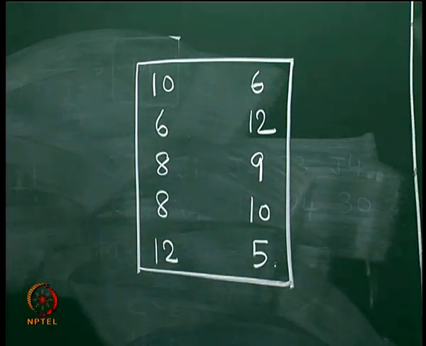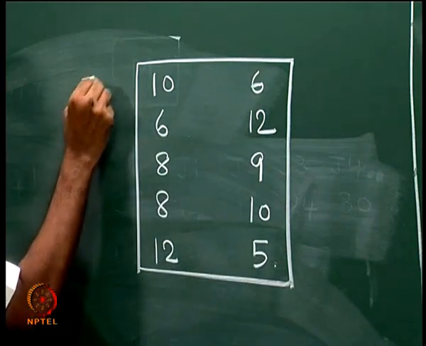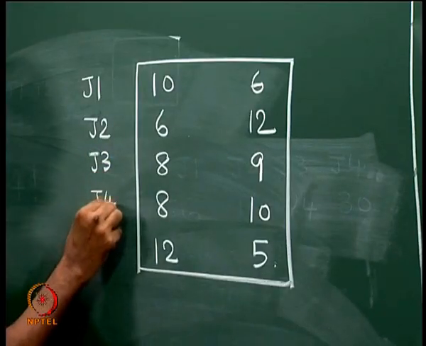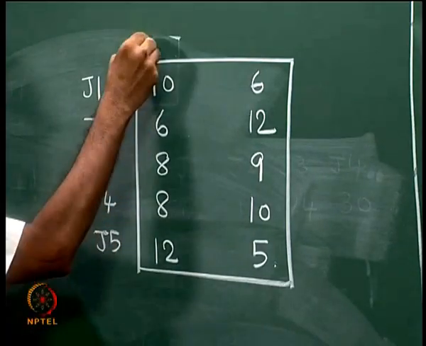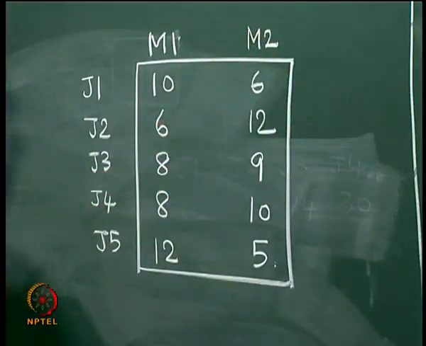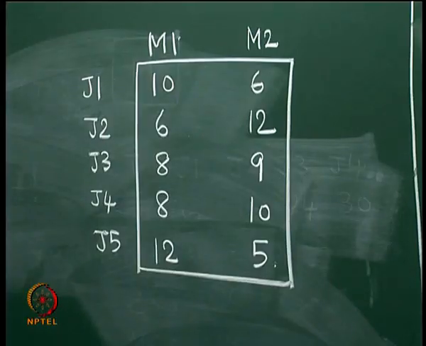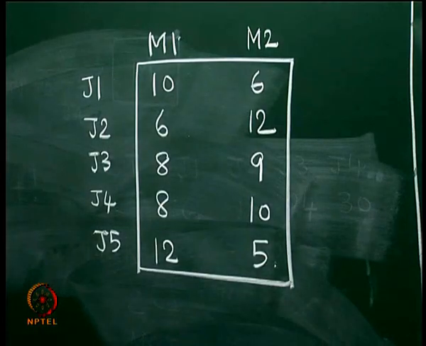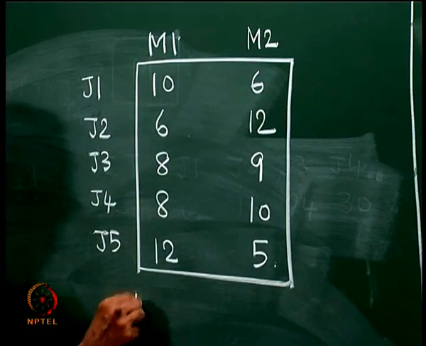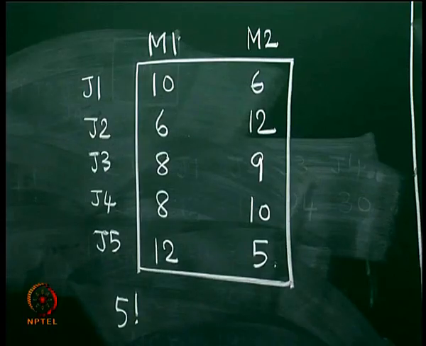Now, this is an example where there are 5 jobs which we call J1, J2, J3, J4 and J5, and there are 2 machines M1 and M2. Now, we want to find out the order or sequence which minimizes the make span. So, there are 5 jobs. So, there are a maximum of 5 factorial sequences in which we can arrange these 5 jobs.